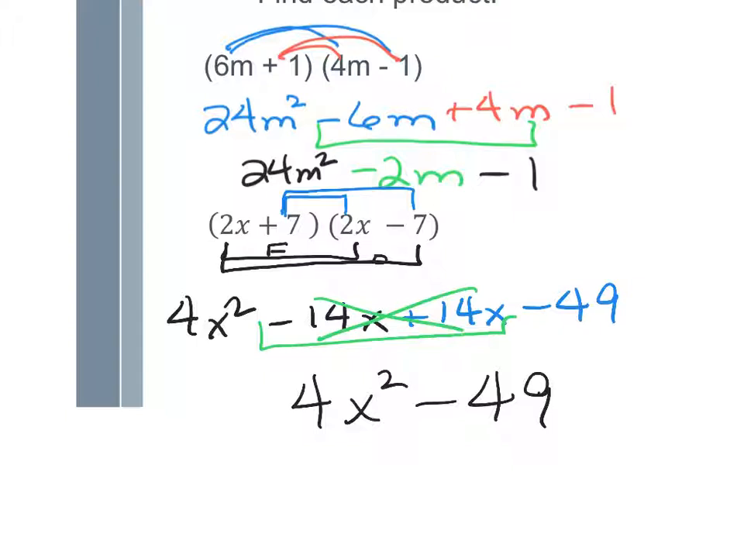This pattern is called the difference of two squares, because when you factor this, which will be coming up tomorrow, it turns into these two types of binomials with the same numbers, but one's a plus sign, one's a minus sign.